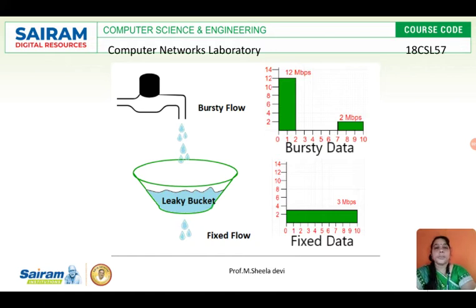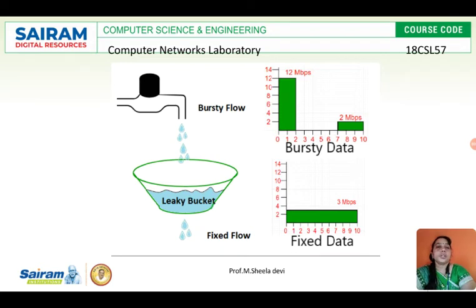See here, the right side graph shows bursty data. From 0 to 2 seconds the data flows at 12 Mbps. From the 2nd second to the 7th second no data is entering. But from the 7th second to the 10th second, data enters at the rate of 2 Mbps. This is the incoming data into the network. If it is like this, then it cannot be managed. The network cannot manage the data which comes in the first 2 seconds, and it cannot be idle for the next 5 seconds.